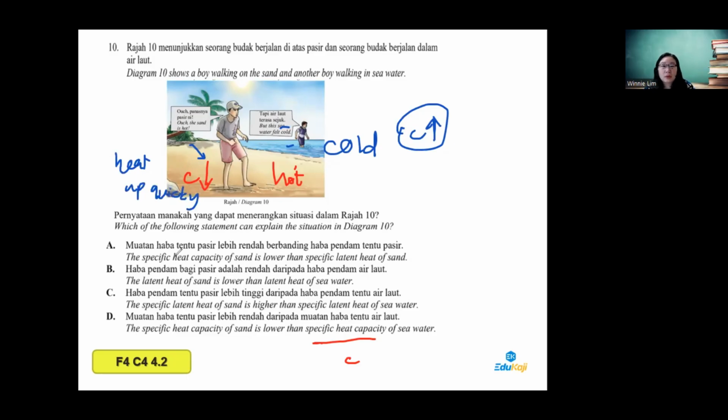Okay, so they should only compare the specific capacity for both quantities. This one says the specific capacity is lower than the specific latent heat, so it is not correct.